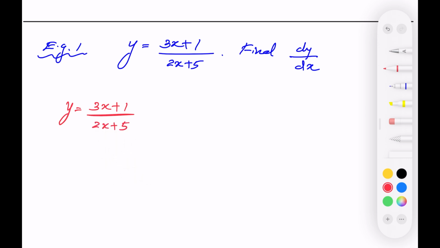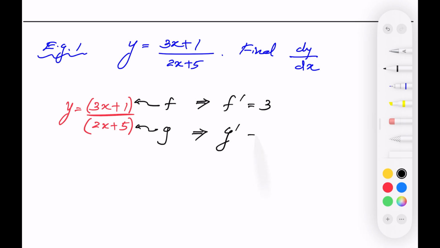We are going to need an f and a g. So we will consider all of this numerator as f and all of this denominator as g. So right here we have f, right here we have g. As soon as you identify f and g, we will also need f prime and g prime. f prime should be equal to the derivative of 3x plus 1. When you differentiate 3x, it's going to be equal to 3. When you differentiate 1, it's equal to 0. When you differentiate the denominator, we get g prime. That should be equal to the derivative of 2x plus 5, which is equal to 2.